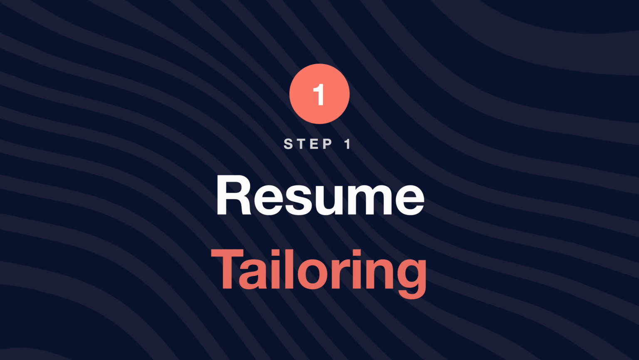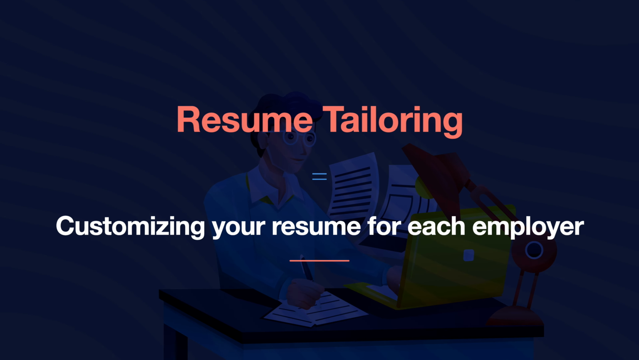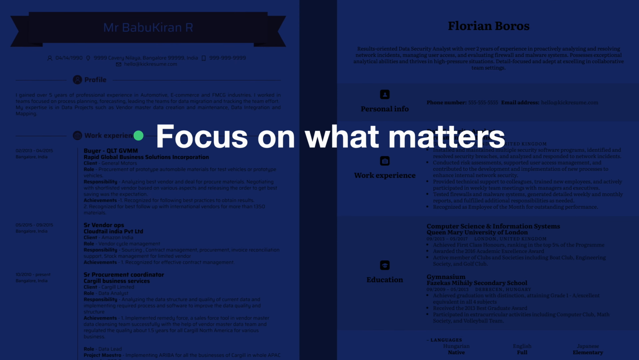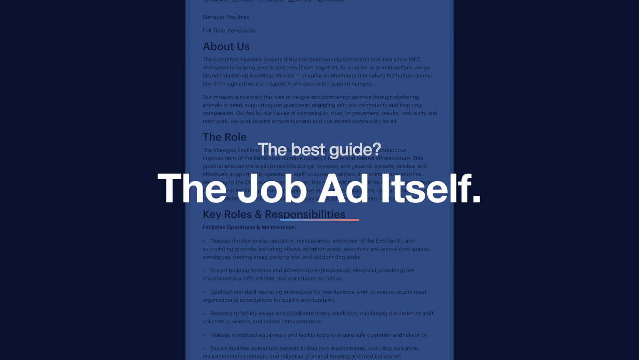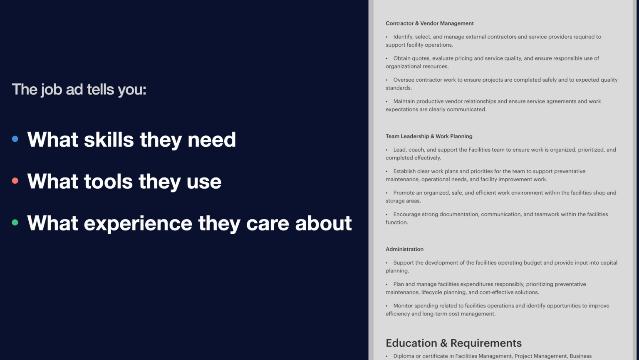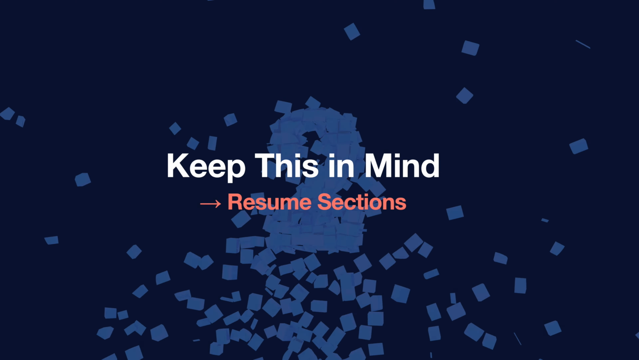Step 1. Resume tailoring. Tailoring basically means you need to cater to the needs of the employer and show them that you can solve their problems. That is the entire point of a resume. You need to focus on the things that matter for this particular job instead of listing everything you've ever done. And the best guide for that is the job ad itself. It tells you which skills they need, what tools they use, what kind of experience they care about, and what problems they need solved. Keep this in mind as we move into the specific resume sections.